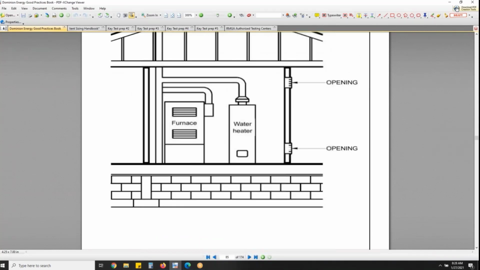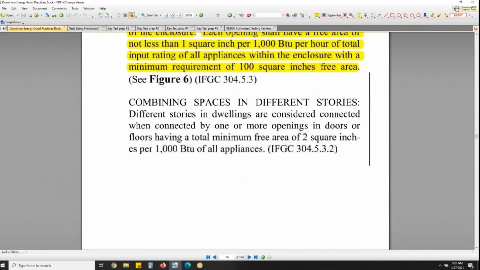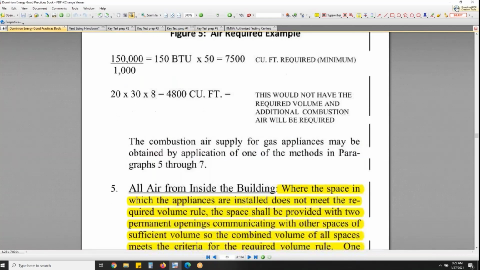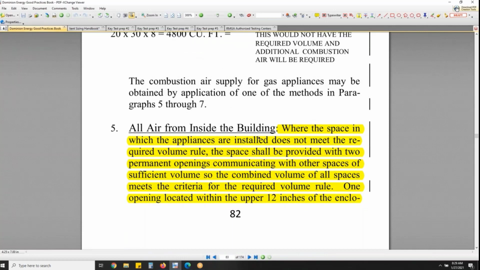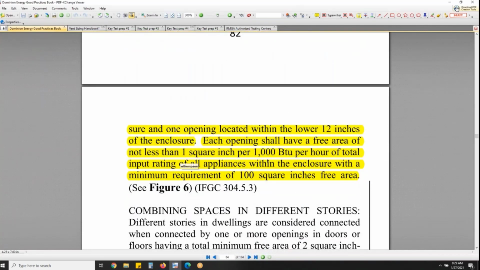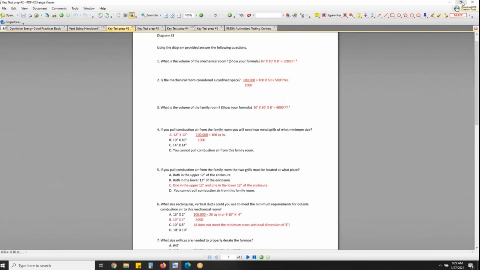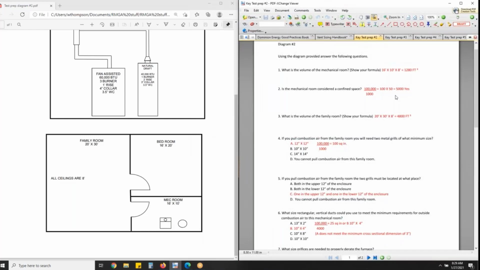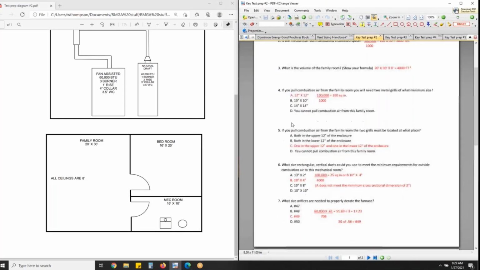Yeah. So if you're pulling combustion air from inside, you need to be up in the all air from inside the building. Okay. And 1,000 BTUs per hour of total input rating. So make sure you understand the question, where you're pulling the combustion air from, okay? And as long as you know where you made your mistake, you're good then, okay? All right, let's see, where do we go?